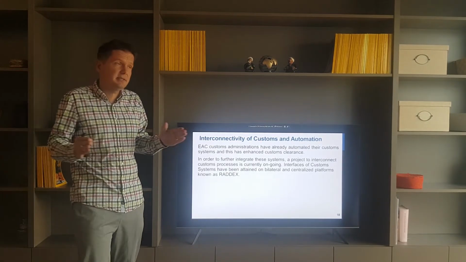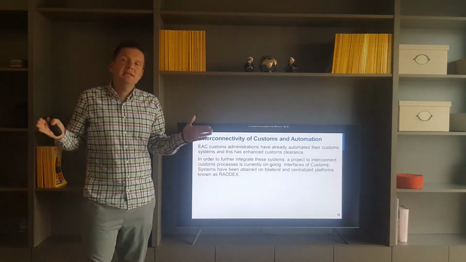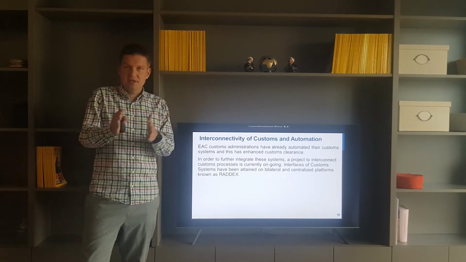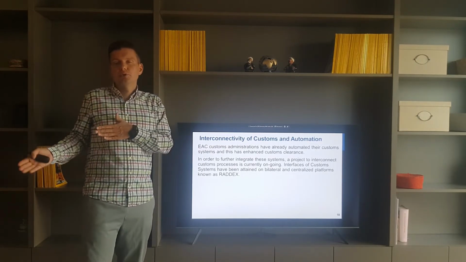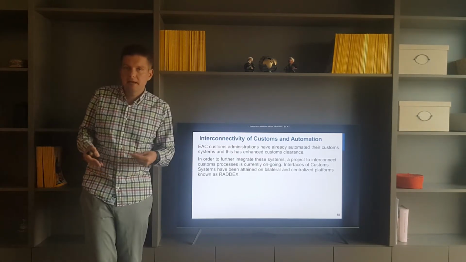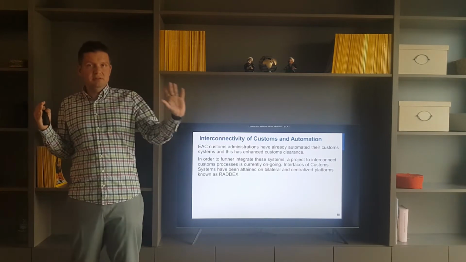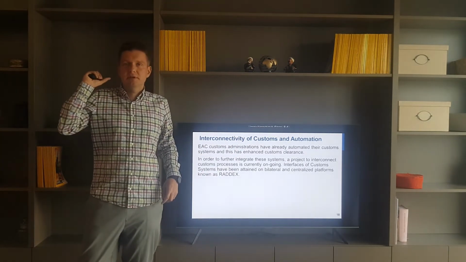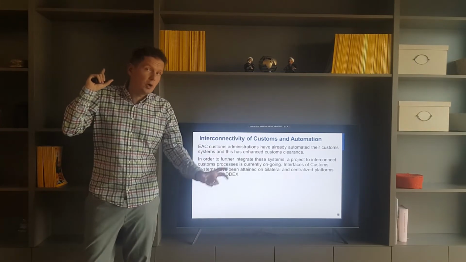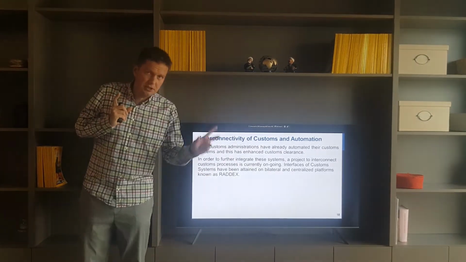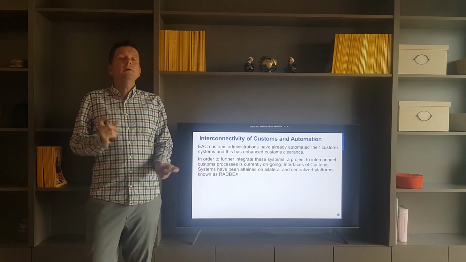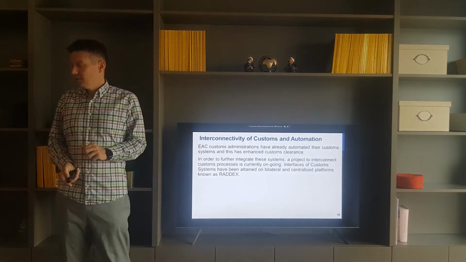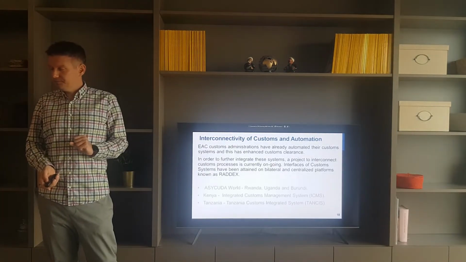And this RADEX basically supports the interconnectivity of, say, Elegu and Nimule. And so that Ugandan customs officers at Elegu can talk electronically and exchange documentation and information with the Nimule customs. Okay, and they use the RADEX system.